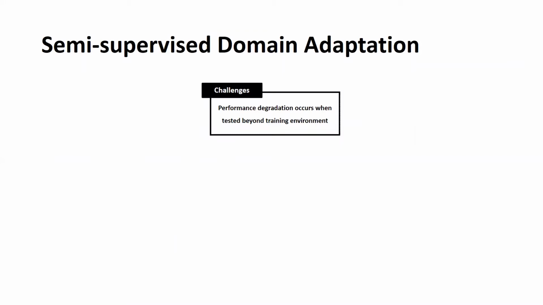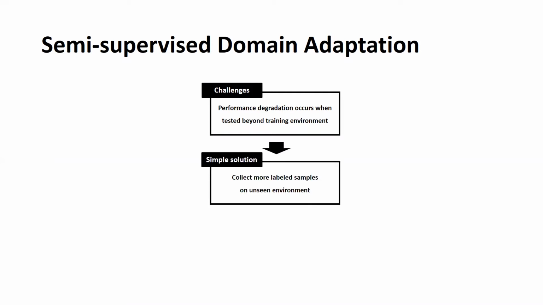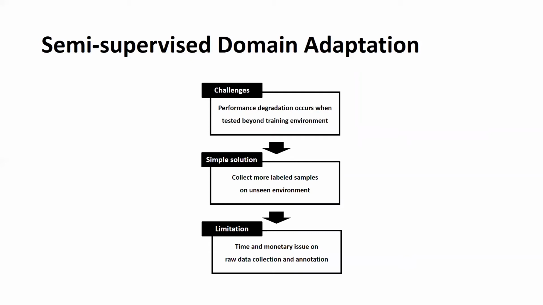Despite the promising success of deep neural networks in computer vision, these networks often show performance degradation when tested beyond the training environment. A simple solution to address the degeneracy is to collect sufficient labeled samples on the unseen environment. But the raw data collection and annotation require a huge amount of time and monetary cost.